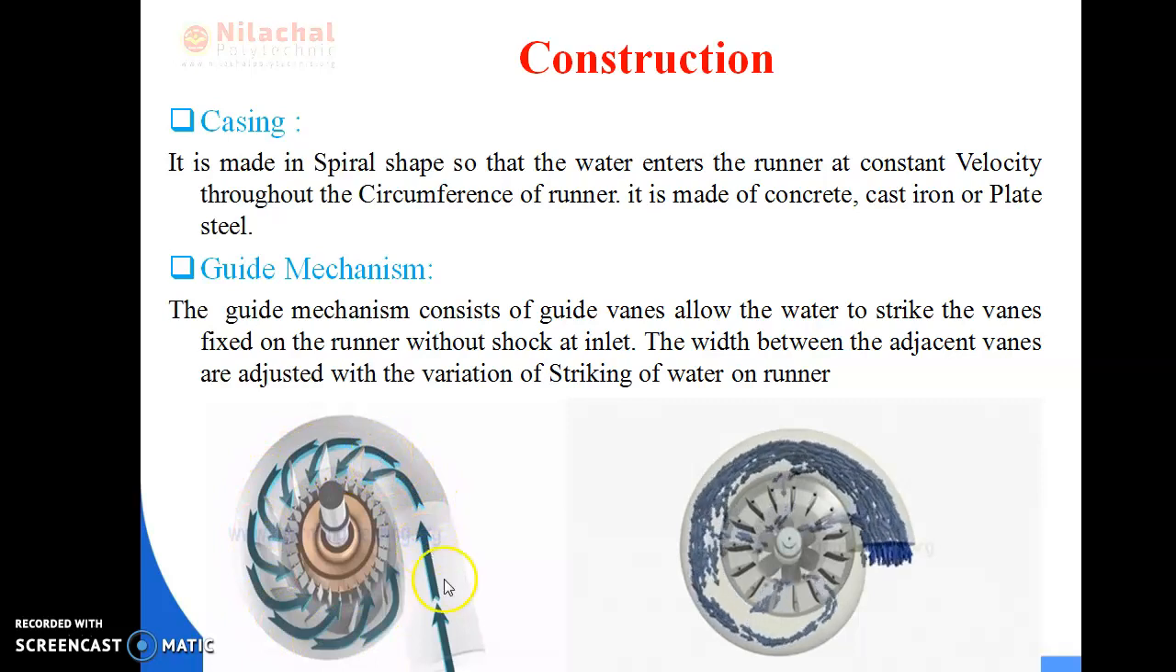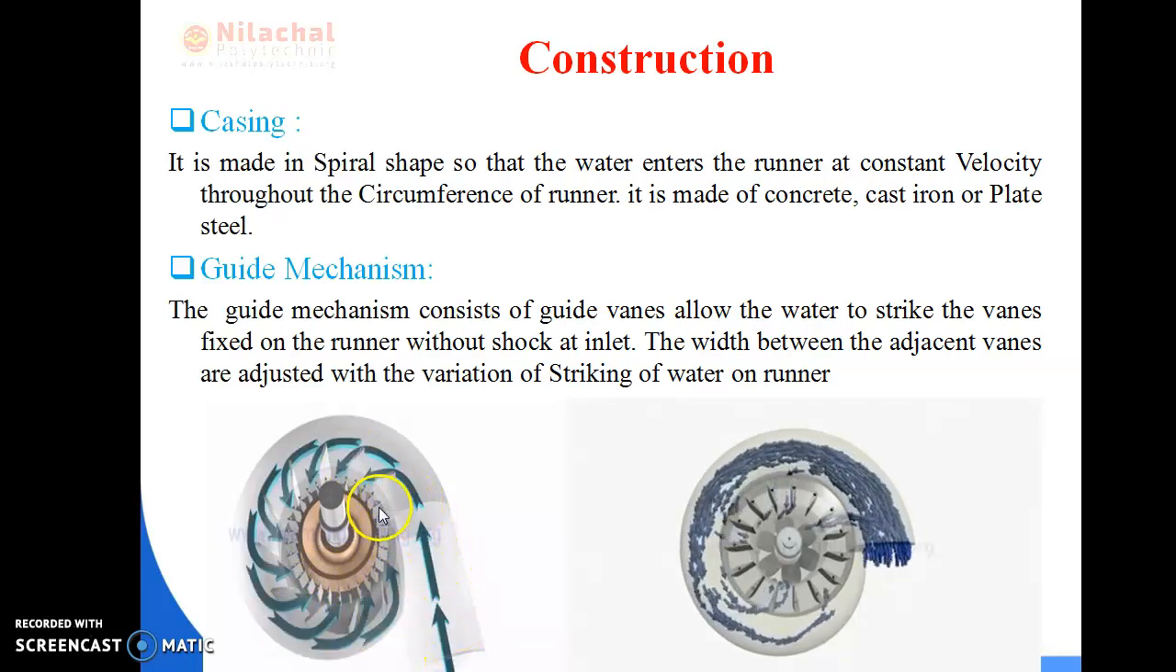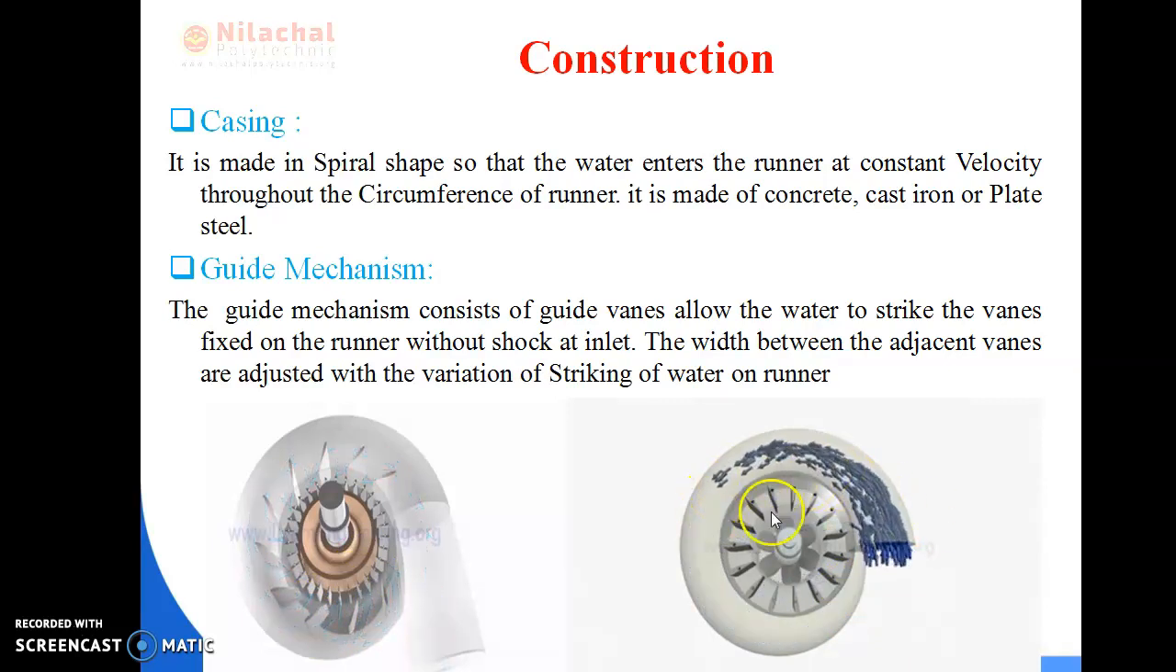As shown in the figure, we have the animation. This is the spiral casing. The blue color arrow marks show that the water flows into it, and these bigger blades are known as the guide mechanism. Water enters the casing, then enters the guide mechanism, and through this guide mechanism it falls upon the blades of the runner. In the second animation, these arrow marks suggest that the flow of water takes place and it is entering into the spiral casing.